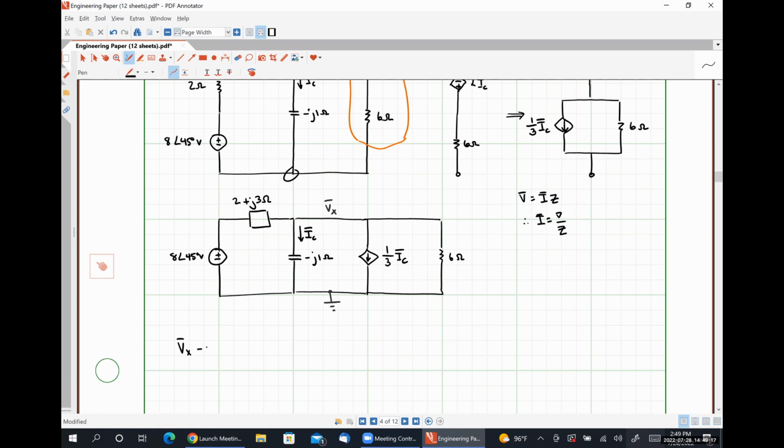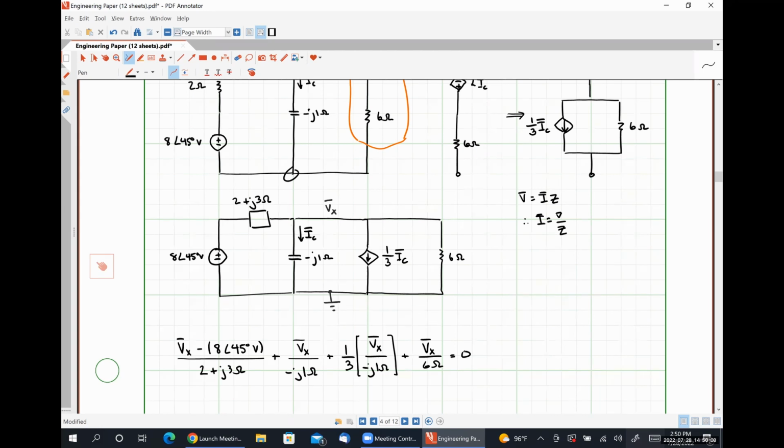Vx minus 8 angle 45 degrees volts over the impedance of 2 plus J3 ohms, plus Vx over minus J1 ohm, plus 1/3 IC, where IC is just Vx over minus J1 ohm, plus Vx over 6 ohms is equal to 0.